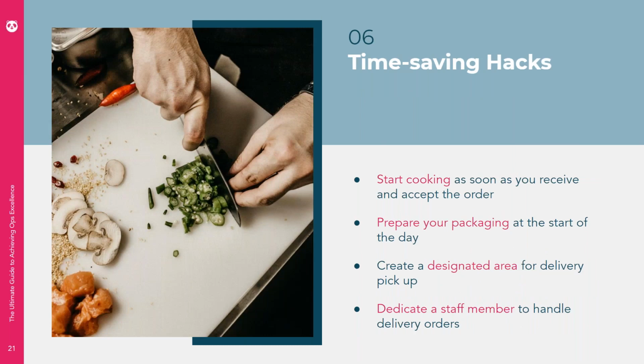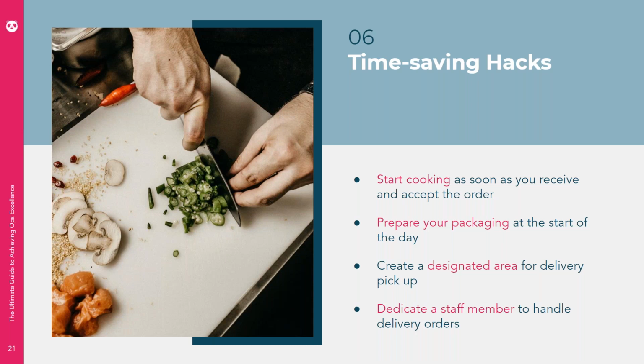Here are more ways you can save your precious minutes. Our algorithm calculates the optimal time for our rider to arrive, so start cooking as soon as you receive and accept the order. This is to ensure the order can be picked up and delivered in a timely manner. Prepare the packaging at the start of the day for a smoother flow during the peak hours. Create a designated area for riders to pick up orders. This helps eliminate unnecessary confusion for both yourself and the rider.